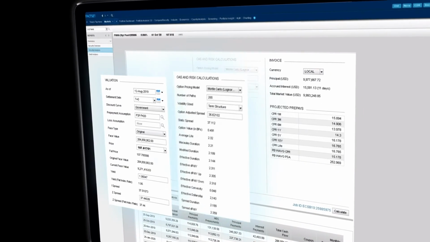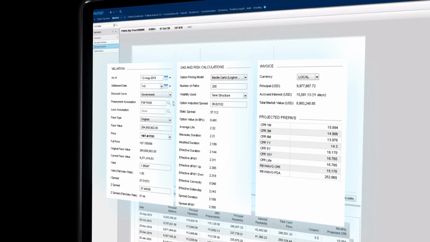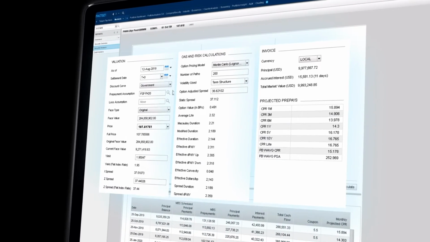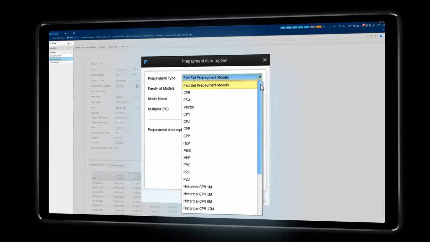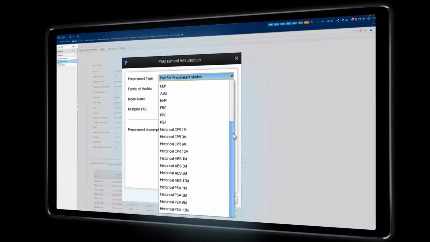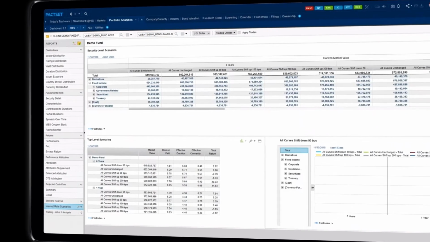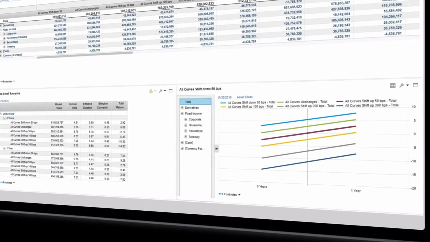FactSet calculates over 300 analytical items to help clients measure their portfolio risk exposures and value. Analytics for duration management, credit analysis, performance, scenarios, and cash flow projections can be easily incorporated for internal and external reporting.